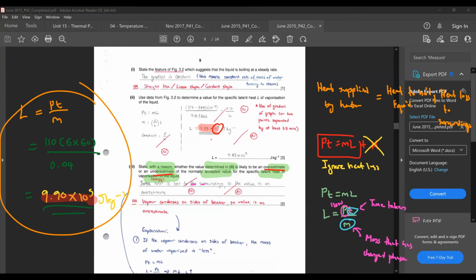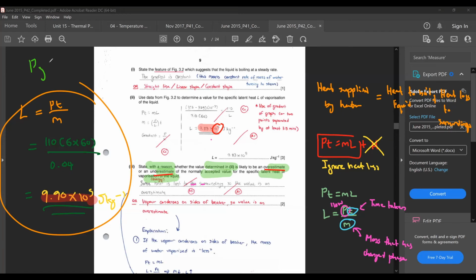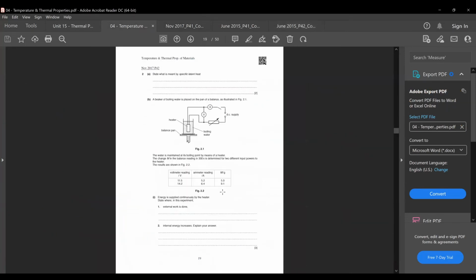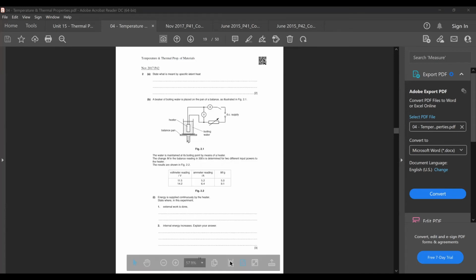Okay, now the next question you can probably have a look at is page 19. Let's have a look at page 19. Oh, the diagram. Have a look at page 19. This is November 17 P42.